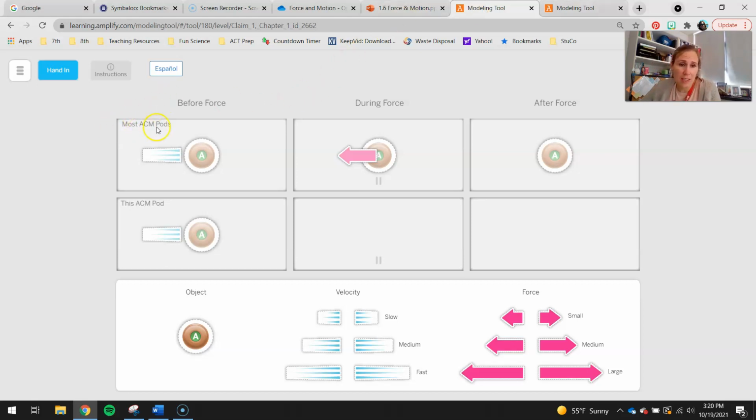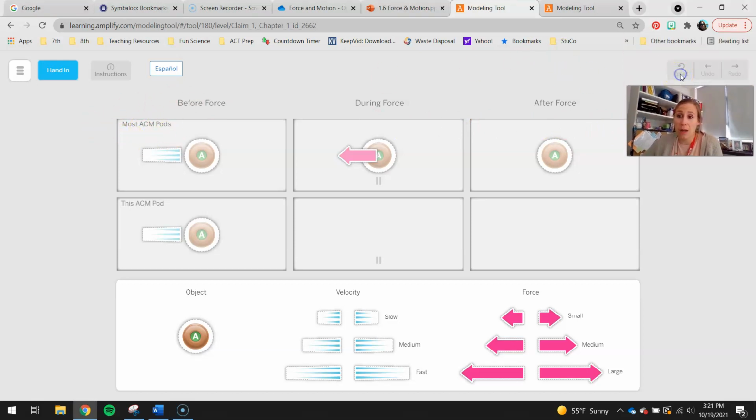Okay, notice that this first row you guys see here is most ACM pods. So what you guys are going to do is model, take a look at what happens with most ACM pods. So notice that we have the medium speed out there. So the pod moves in with a medium speed. The thrusters fire, so that's our during force. This pink arrow shows us the force of the thrusters.